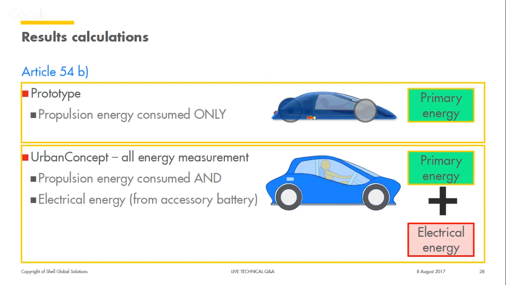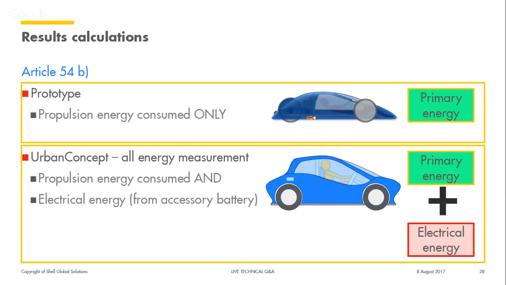Okay, this is a very important slide regarding the result calculations. For 2018, we will start all energy measurements for urban concept cars, meaning to say we will measure the energy based on 2 things. One is the primary propulsion energy. For example, if you're using gasoline, we will measure the gasoline consumed. And 2, we will also measure the electrical energy from the accessory battery.